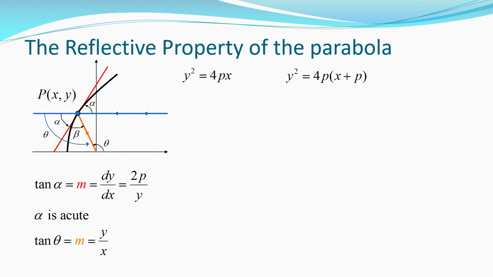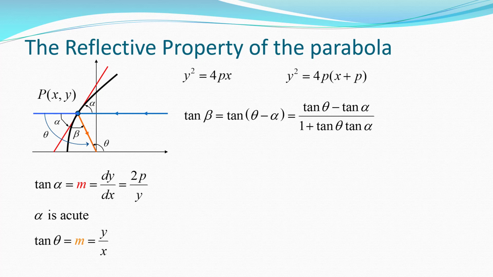Now, in order to show that alpha and beta are the same, let's now look at the tangent of beta. Well, looking at my picture, since theta is equal to alpha plus beta, that means that beta has to be theta minus alpha. So let's find the tangent of that difference of angles, which we have by the difference angle formula for tangent, this expression. But I know what the tangent of theta is, and I know what the tangent of alpha is. Let's just plug it in, and let's just do a lot of algebra.